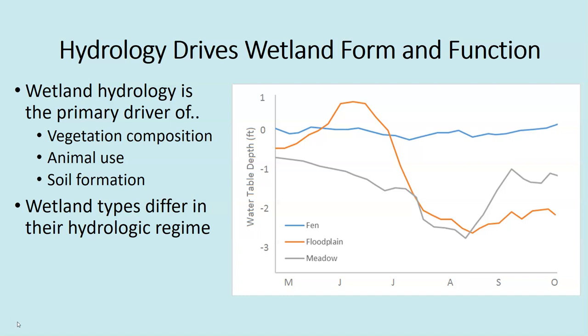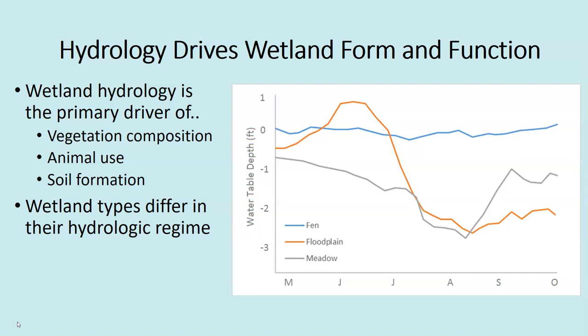Now, hydrology is what I often focus on in a restoration context because hydrology really drives wetland form and function. It's the primary driver of vegetation composition, of animal use, and of soil formation. And most importantly, wetland types differ in their hydrologic regime. So hydrologic regime is really talking about water levels through time.